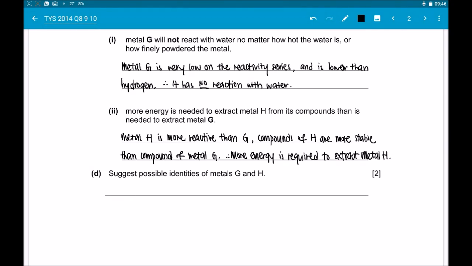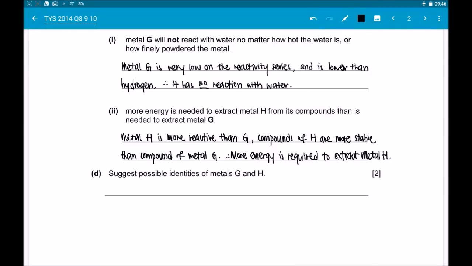So what does this actually mean? It might sound very confusing that the metal H is more reactive but the compounds of metal H are more stable. This is because metal H is reactive, correct? So metal H will actually react with its surroundings, forming these stable compounds, and it becomes more difficult to extract metal H from this compound because every time you try to extract, it will react with the surroundings again. Hence, more energy is actually required to extract this metal H.